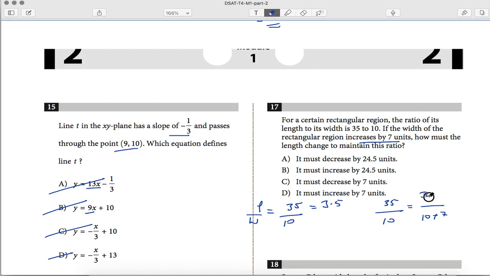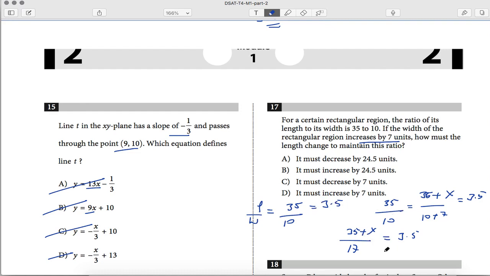So the question is, how much should I add to the length? Let's say x units to the length, such that this ratio is maintained. Length over width, what's the ratio? 3.5. Okay, so let's simplify this. We have 35 plus x over 10 plus 7, which is 17, equals 3.5. Now this is one equation in one unknown. The only unknown is x, what we are looking for, the amount we have to increase the length such that this ratio, length over width equals 3.5, is maintained.